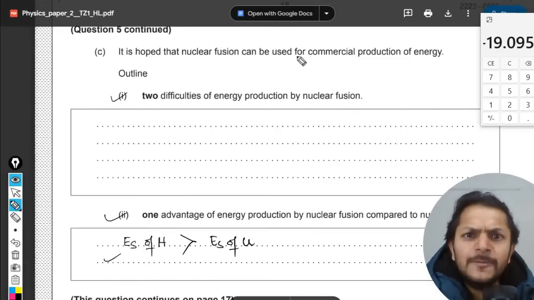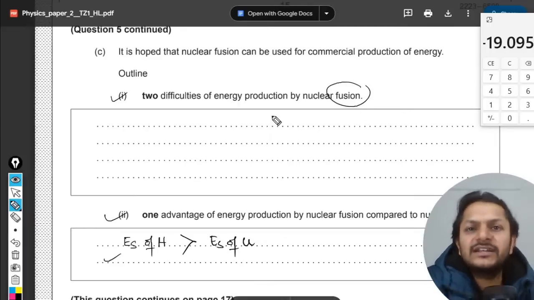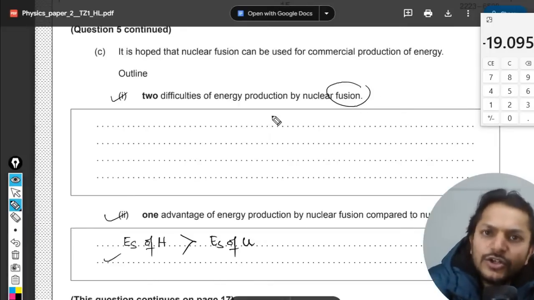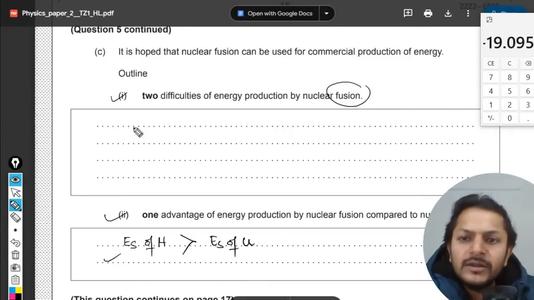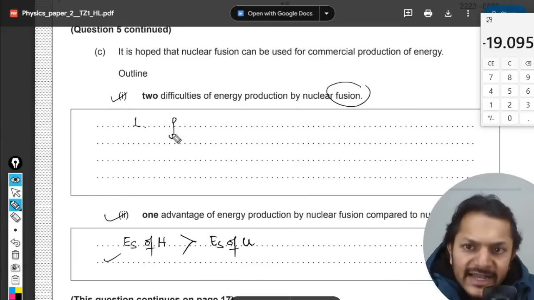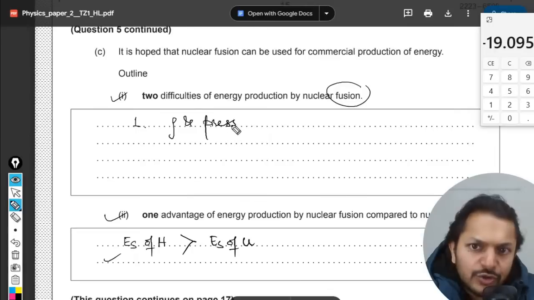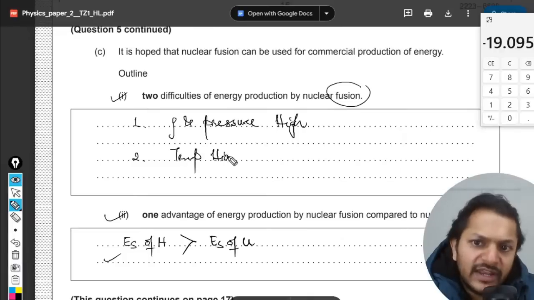Two difficulties are that fusion takes place under two conditions. Number one, the density and pressure should be high, and number two, the temperature should also be very high.